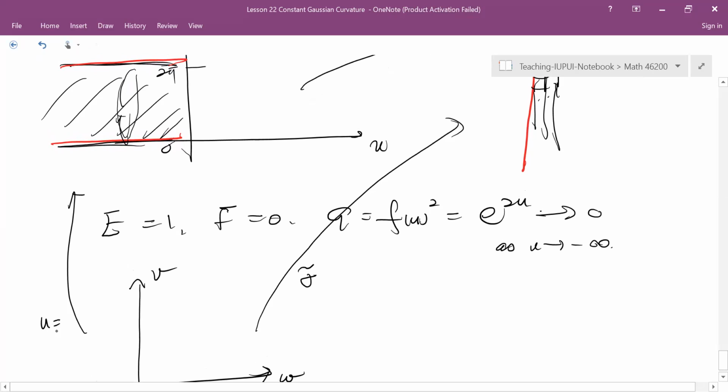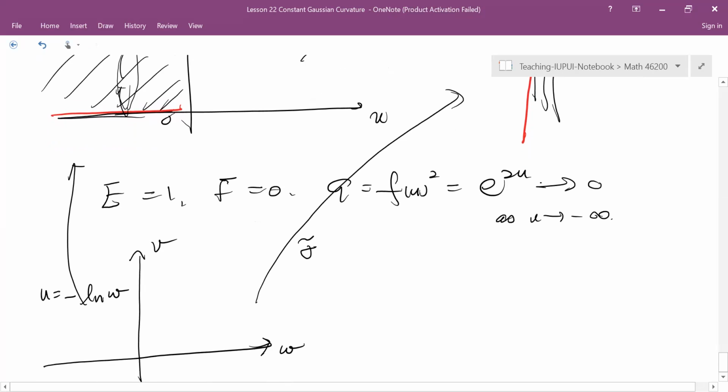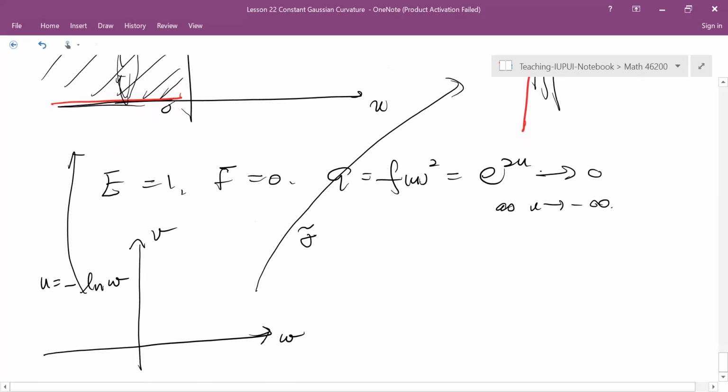U equals negative natural log of W, about like that. Okay. In other words, W is going to be e to the negative U, right? So if U is less than or equal to 0, W is greater than or equal to 1.